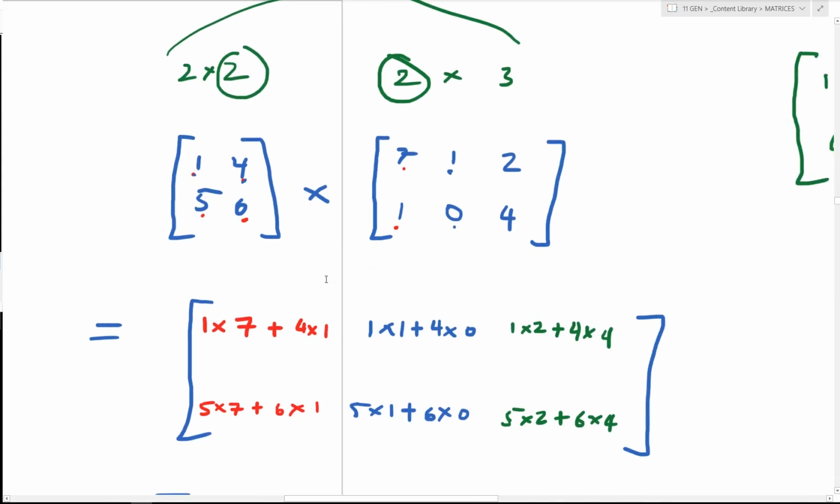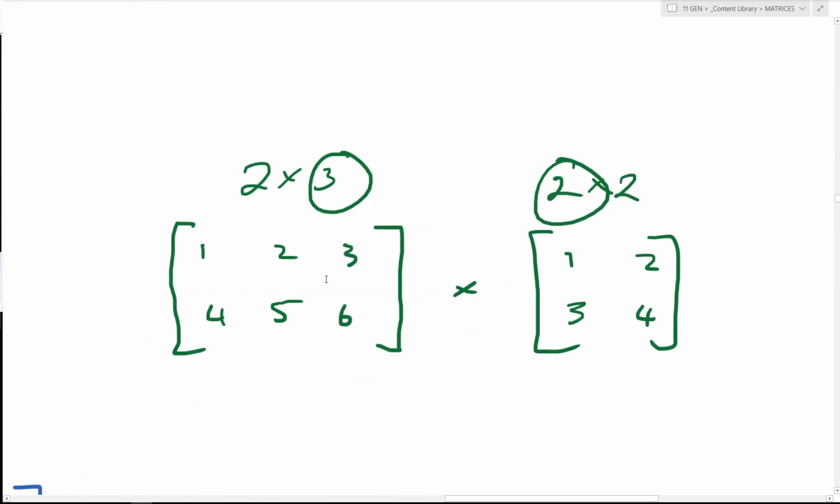Because if you don't have enough of each, this is what happens. Remember, the principle is row by column. Here you have 3 numbers to multiply, and here you only have 2, so you don't have enough numbers to actually multiply them together. It's because the order is not correct here. You can't multiply them together. The middle numbers must be the same.